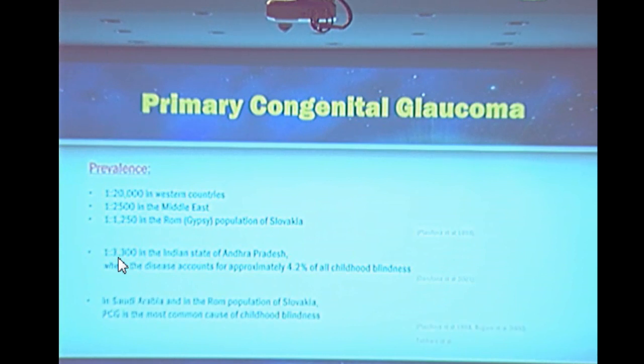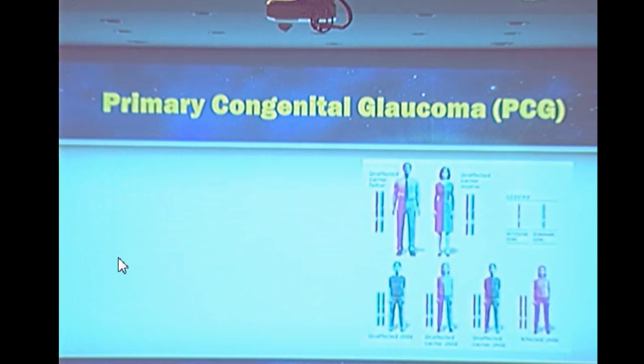Tabara and others found that primary congenital glaucoma, or congenital glaucoma in general, is the most common cause of visual disturbances and blindness in children. So congenital glaucoma is the most common cause of visual impairment and blindness in children. This is very important. So we need to really look at this matter in a more serious way.